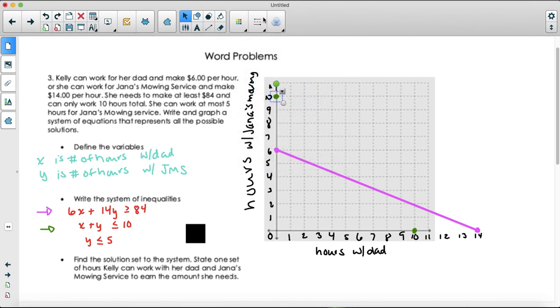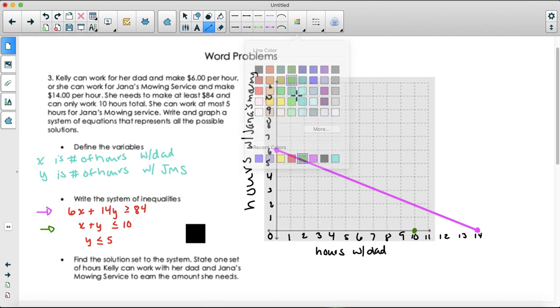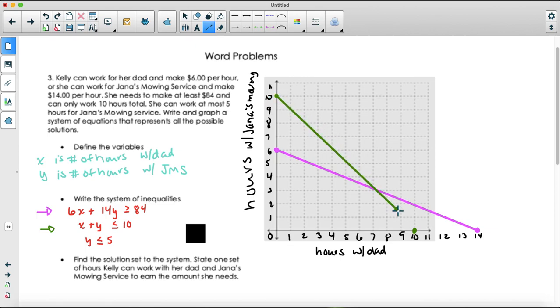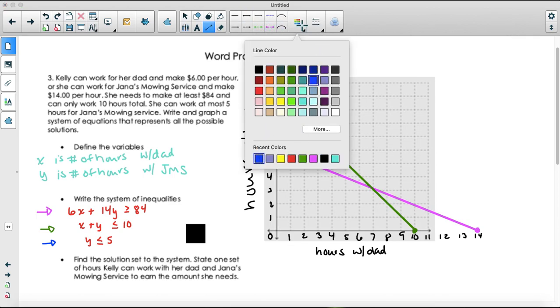10. Oops. Try that again. 10 and 10. And the last one, let's graph that in blue, is just y is less than or equal to 5. So since there's only one variable, I'll go to the y value of 5. And this is going to be a vertical or horizontal. Since it is just one variable, it'll be horizontal, so straight across. I'm doing this in blue.